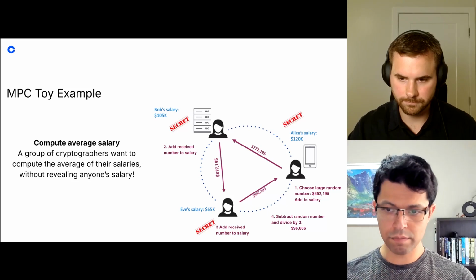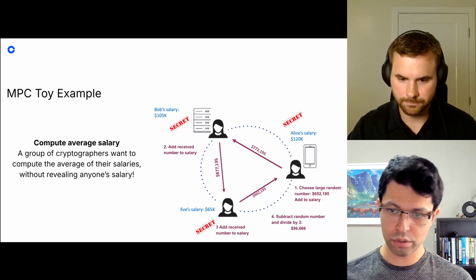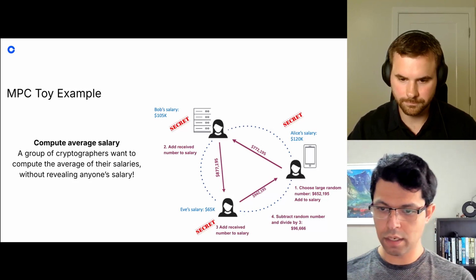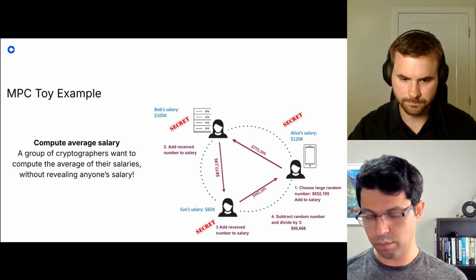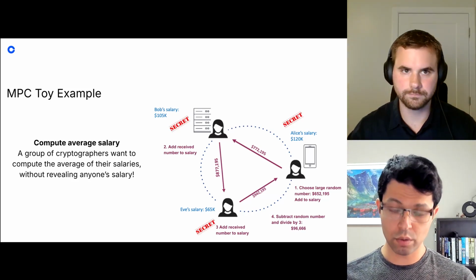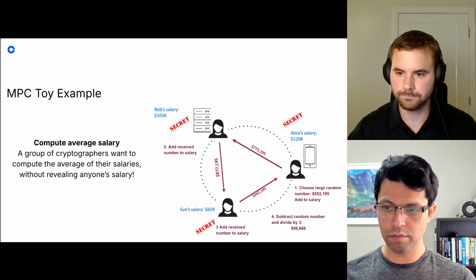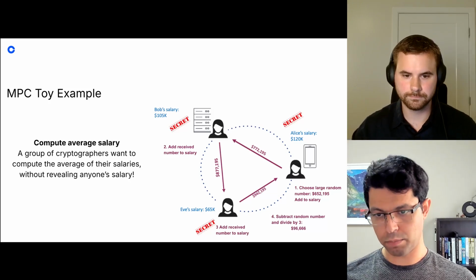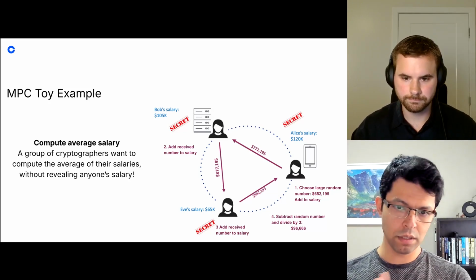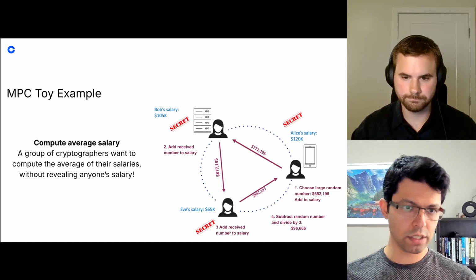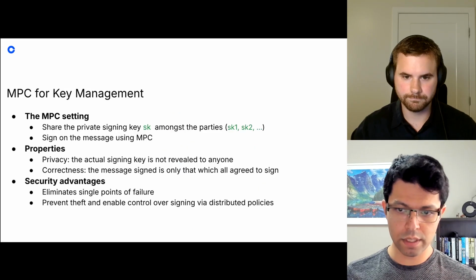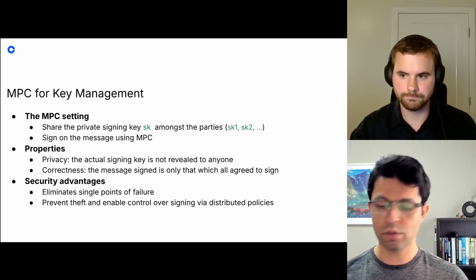So this was a very simple protocol to show that we can achieve MPC, we can achieve computation over secret data without revealing anything about our private data. Okay, so this was just about salaries and averages and whatnot. You might be wondering, how does this relate to key management?